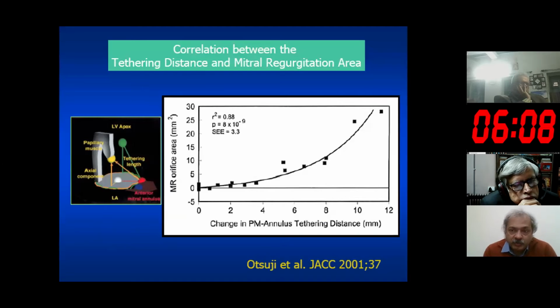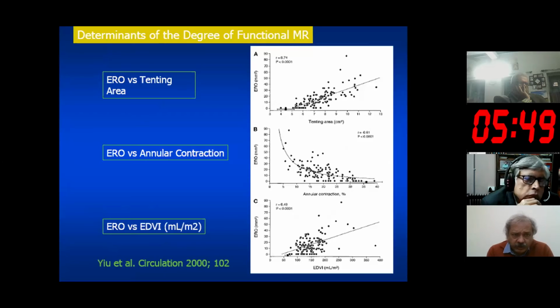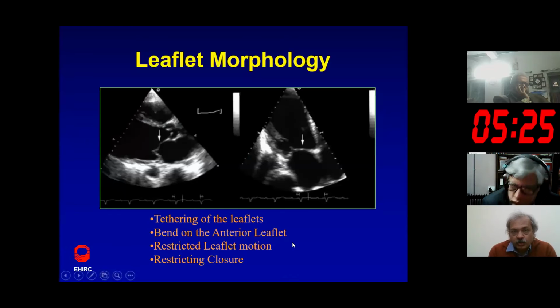When it comes to evaluation, you have to calculate the tethering length too. As the apex keeps moving distally, the tethering length increases, and this increase in tethering length increases the mitral regurgitant orifice area, which again is a bad prognostic indicator. Whether it is effective regurgitant orifice area versus tenting area, or the annular contraction, or the end diastolic volume index, everything has a correlation, except that the annular end-diastolic volume index has a correlation which is not very robust. It is close to 0.49, but again, it is statistically very significant, 0.0001.